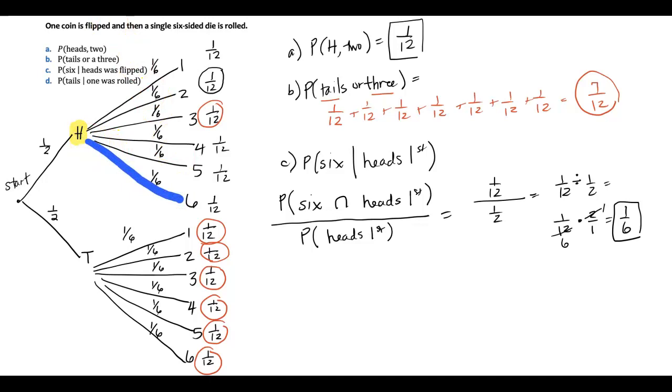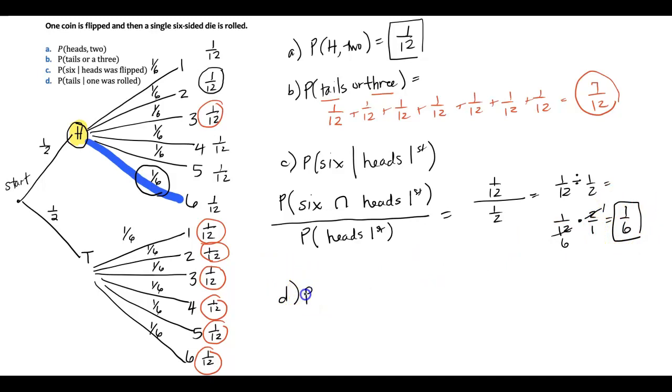And notice that the probability on that branch is 1/6. So we're ignoring the 1/2 because it's no longer an if situation. We are given that heads was first. So starting at heads first, following the branch just to rolling a 6 is a probability of 1/6, and that's the same answer. Let's take a look at part D.